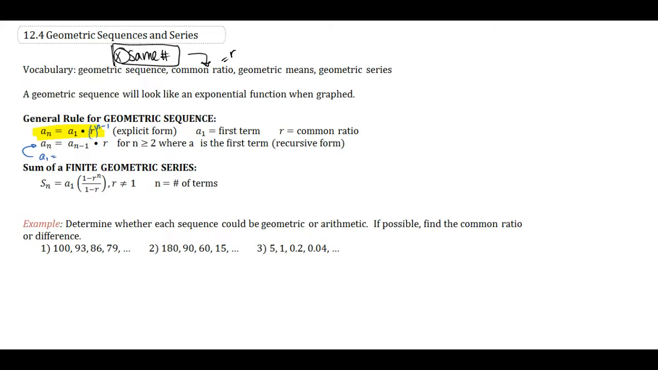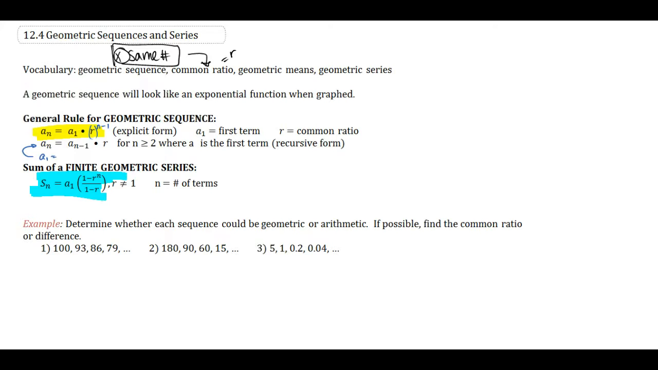And while we're on formulas, let's go ahead and throw this at you too: the sum of a finite geometric series is just A1 times 1 minus R to the n, over 1 minus R. So let's go ahead and figure this out.